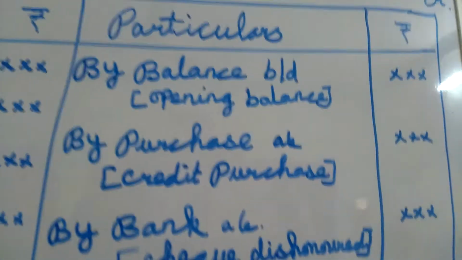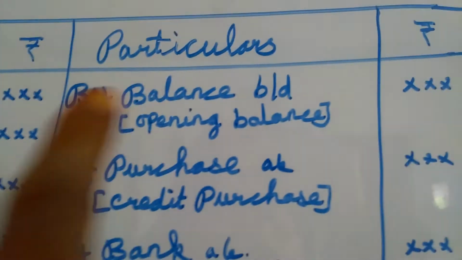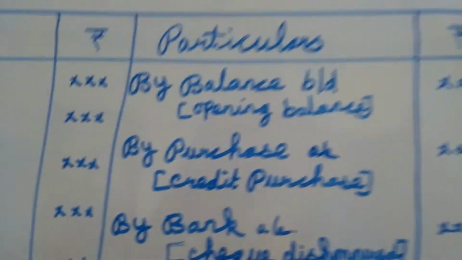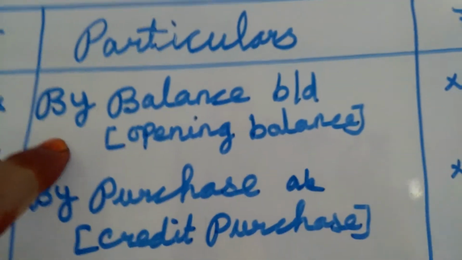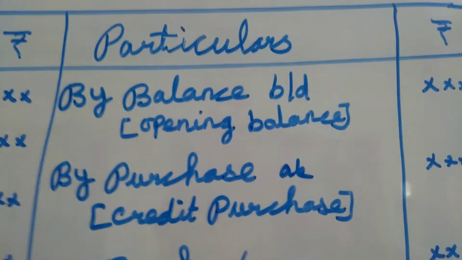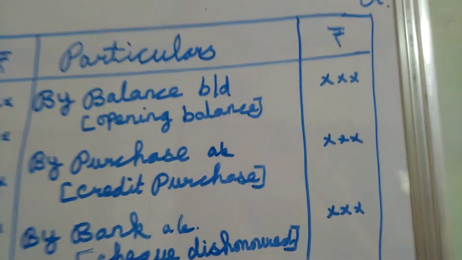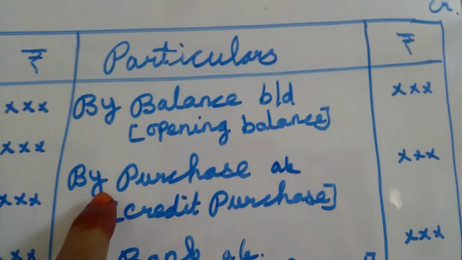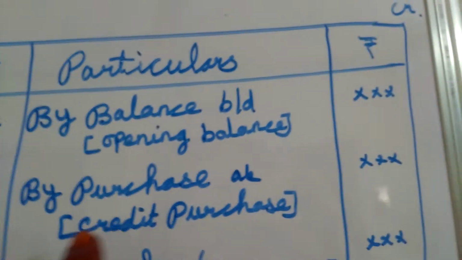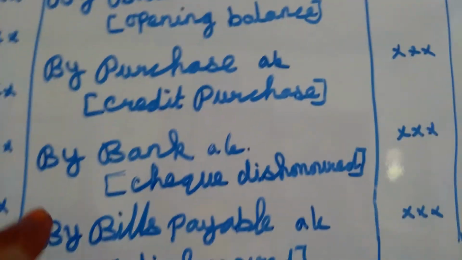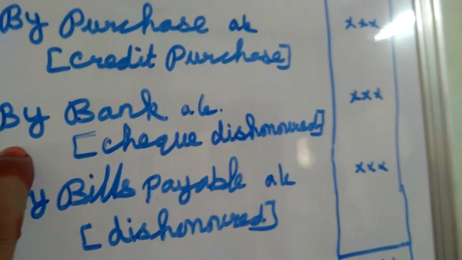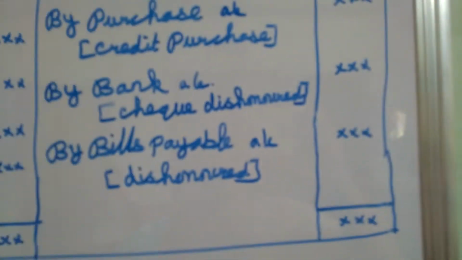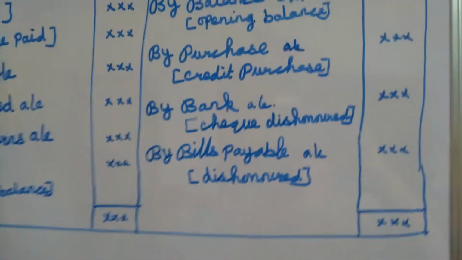And then see the credit side. The opening balance we have in the creditors account at the beginning of the financial period, we show by balance brought down. That opening balance of creditors we write on the credit side. And then by credit purchase, this is the balancing figure, which we want to find out. So the difference amount alone we write here. And if any cheque dishonor or bills dishonor, that also we show on the credit side. In this way we can easily find the credit purchase.